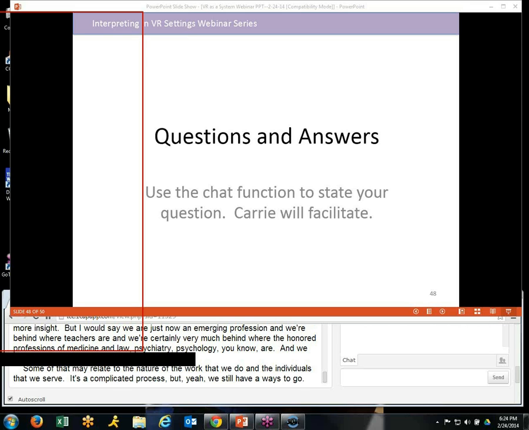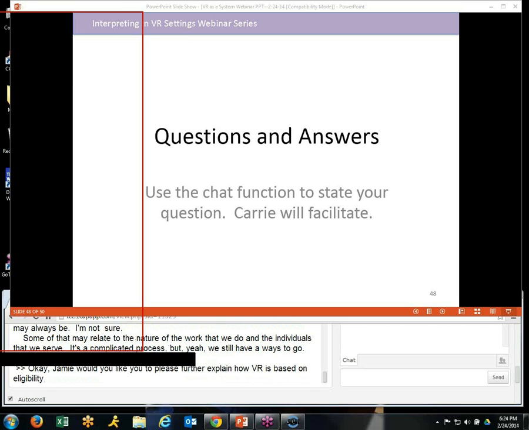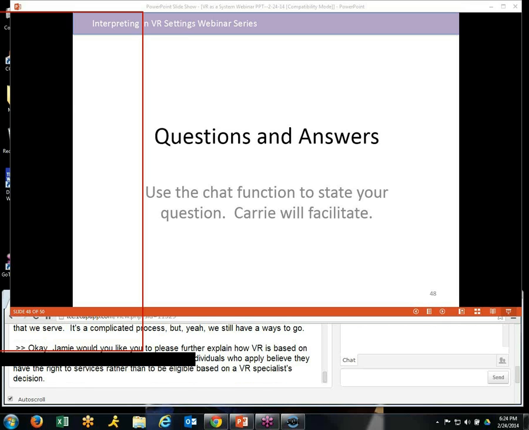Okay, Jamie would like you to please further explain how VR is based on eligibility and not on entitlement program. Many individuals who apply believe they have the right to services rather than to be eligible based on VR specialist decision. An individual's deafness may presume an individual eligible, but he or she may not eventually become a client.